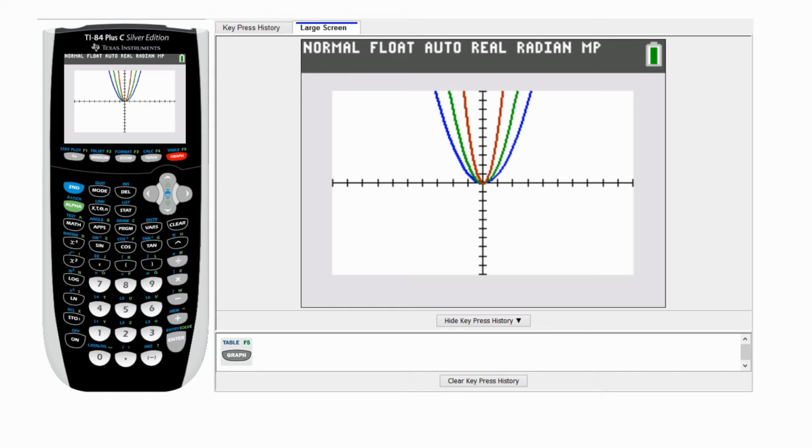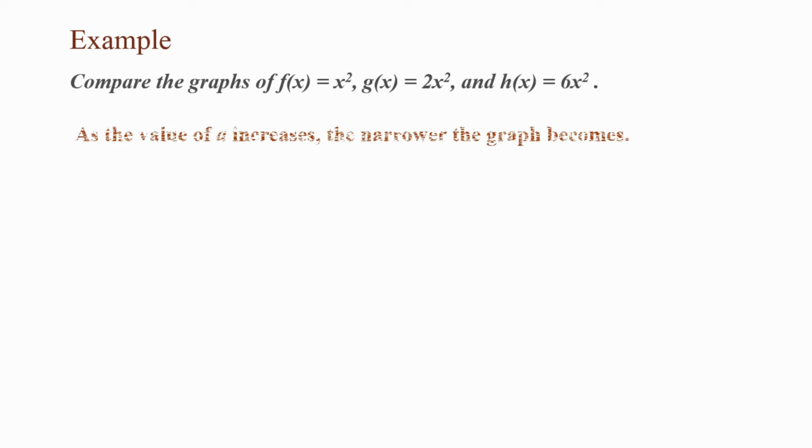Our blue curve is f(x), our green curve is g(x), and our brown curve is h(x). Our value of a, which is in front of the x squared, went from 1 to 2 to 6. As the number got larger, my graph became more narrow. As the value of a increases, the narrower the graph becomes.